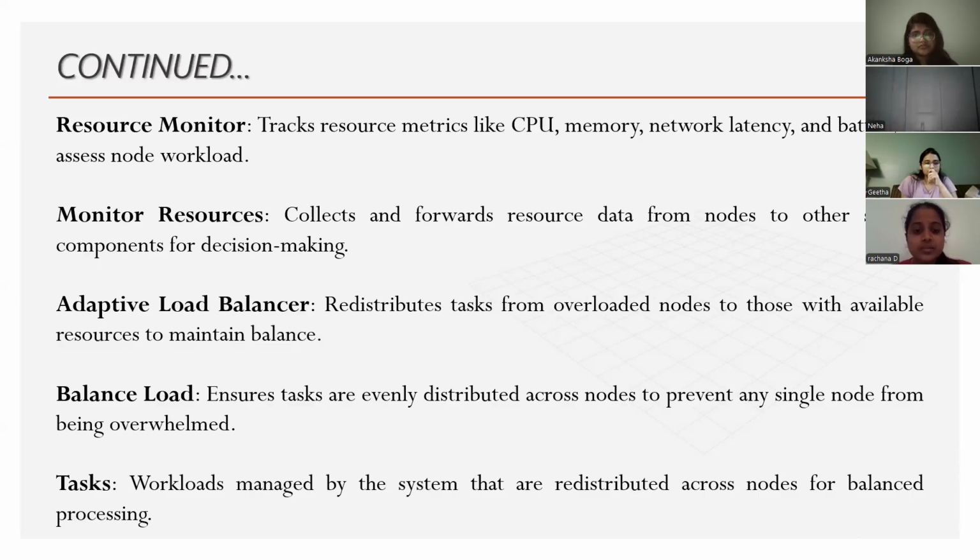Adaptive load balancer: once the resource status is received, the adaptive load balancer uses the information to determine if the node is overloaded. Balance load: the balance load component determines which task should be offloaded from the overloaded node to another node with more available resources. Tasks: finally, tasks are moved across nodes to ensure an even distribution of work, ensuring no node gets overwhelmed while others remain idle.